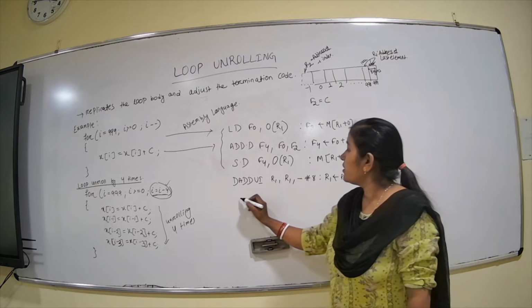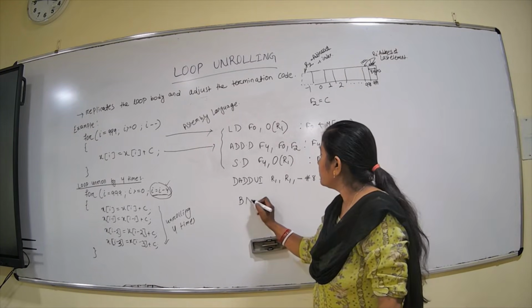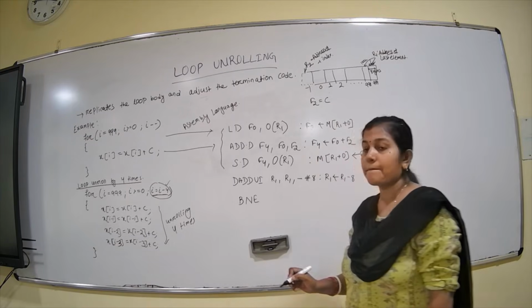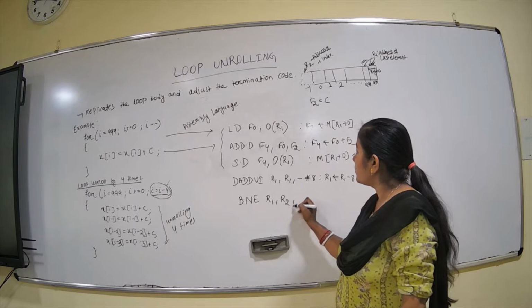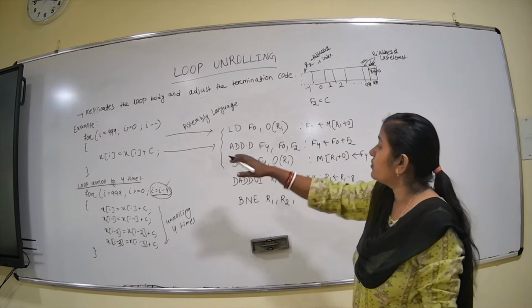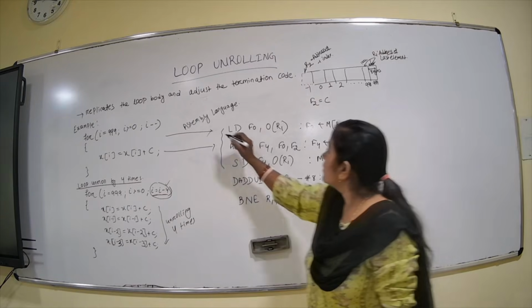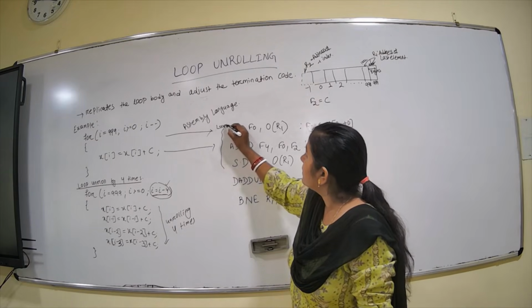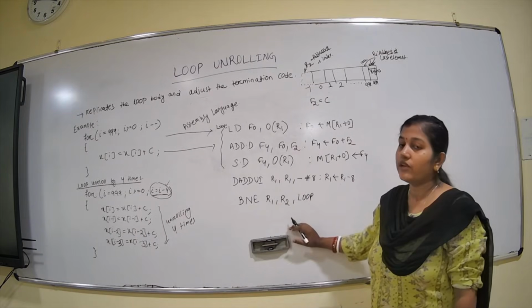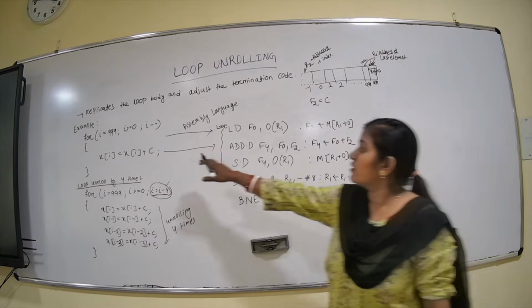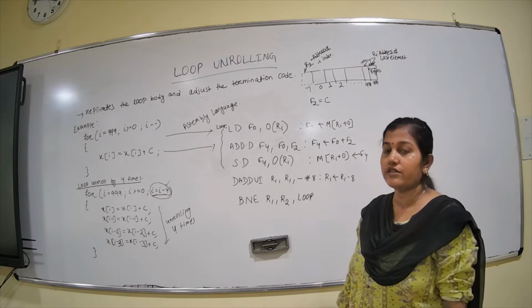So how do we check? Branch not equal to R1, R2. If it is not equal, then you have to go for the next iteration. Let's say loop. So what is loop? This location. Okay, so this is the assembly language for this C code, for a single iteration.